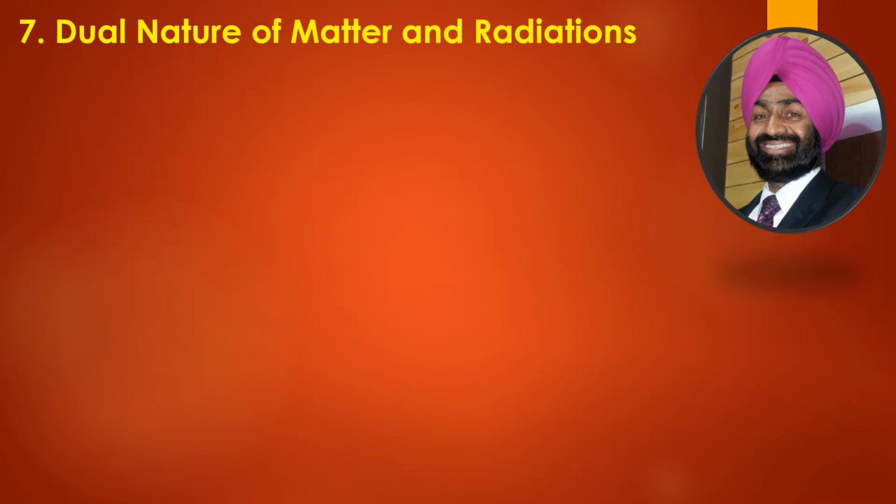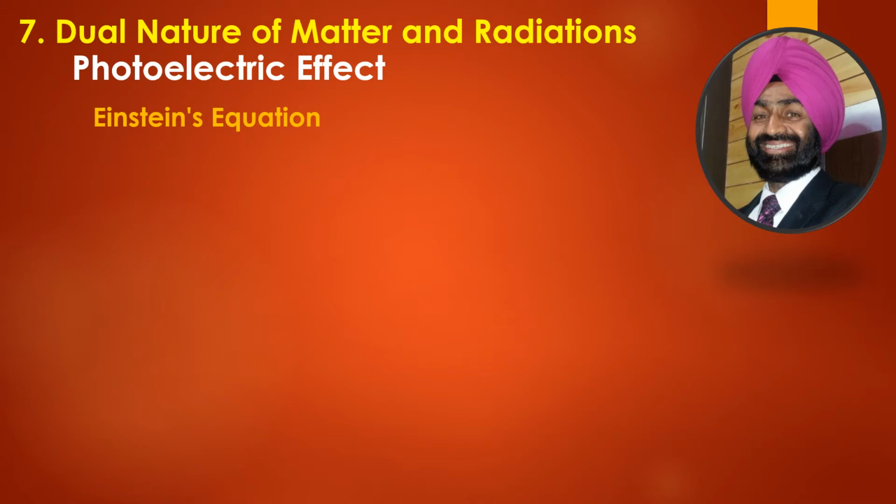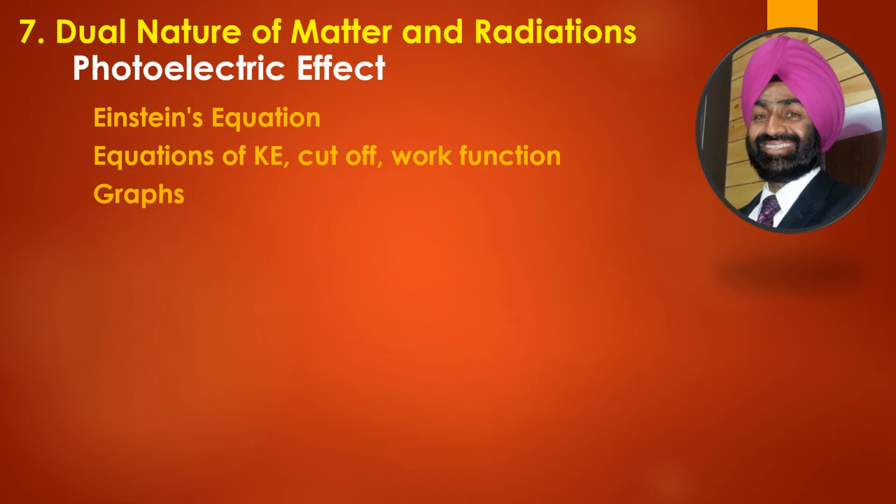Dual nature of matter and radiation contains only two topics. One is photoelectricity, the photoelectric effect. So you must go through Einstein's equation: h nu is equal to work function plus kinetic energy. Further, you must be able to write and derive equations for kinetic energy, cutoff voltage, and work function, both in terms of frequency as well as wavelength. Then there are four graphs, one between kinetic energy and frequency, one between cutoff voltage and frequency, and two graphs for V and I, one for constant frequency and another for constant intensity.